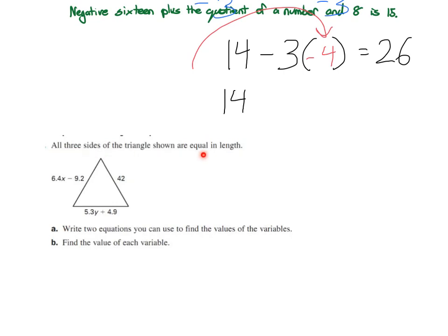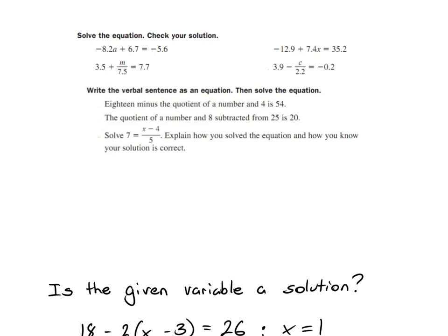Knowing that all three sides of a triangle are equal in length, we know this side is equal to this. We know this side is equal to this. That is a very helpful clue, which means you can create two equations to find the value of the variables. Basically, you're going to solve the two equations that you set up. And then, with whatever time remains, feel free to try these 4, solve, and check your solutions, and then write verbal sentences as an equation, and then solve it. Nice job. Then you can stop.